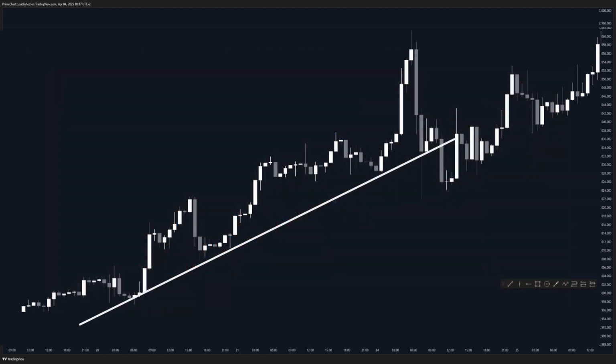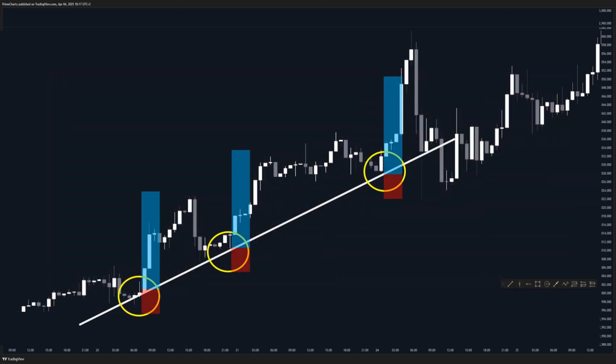Imagine price has been respecting a bullish trend line multiple times. Each time it touches the upper trend line, buyers enter, expecting another rejection. Meanwhile, sellers are waiting for a breakout confirmation to go short. Then, out of nowhere, a large bearish candle suddenly breaks below the trend line.